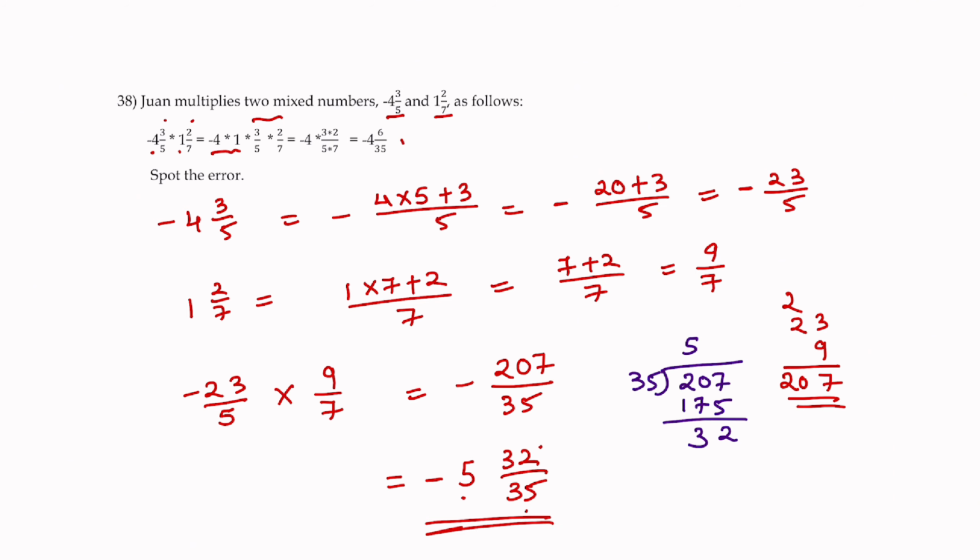Look at his answer and look at our answer here. So you cannot do what he has done here. Whenever you have a mixed number, convert it into improper fraction and then multiply. Okay? So that's it.